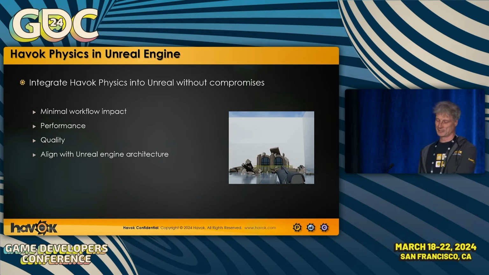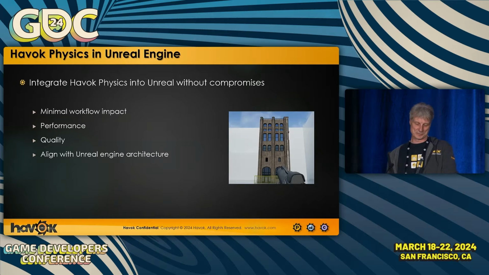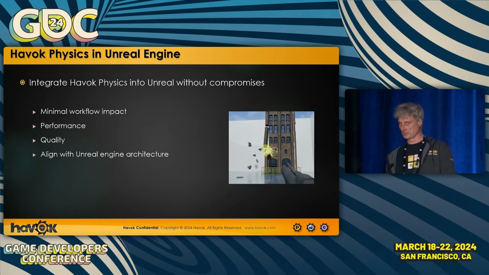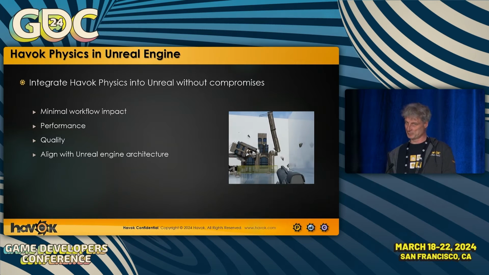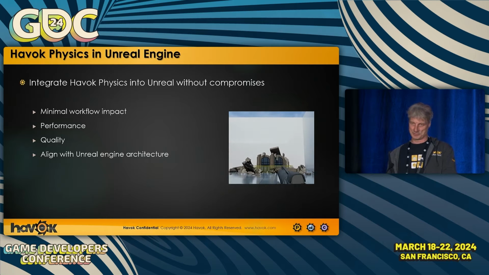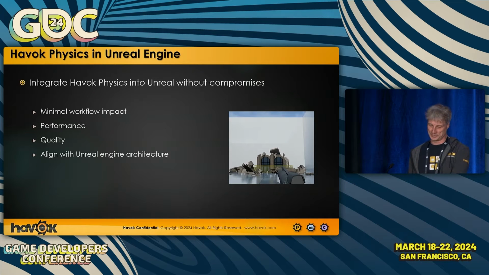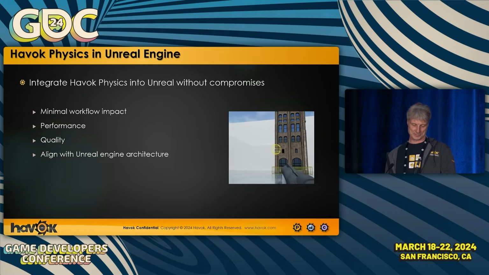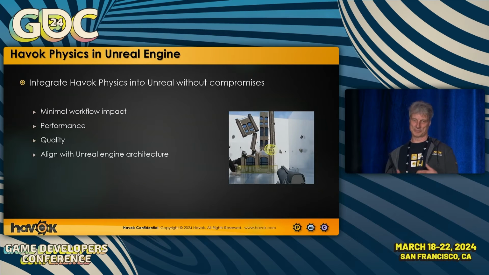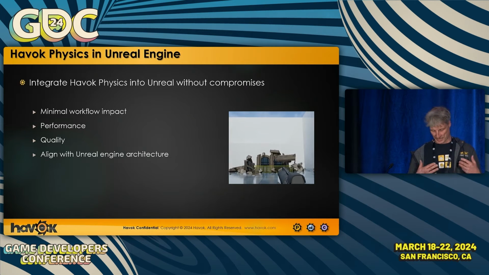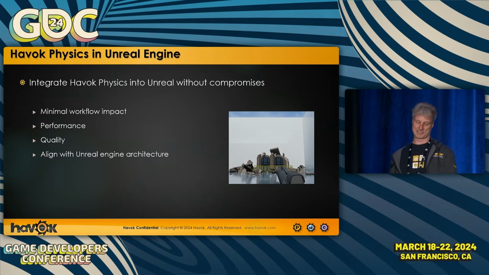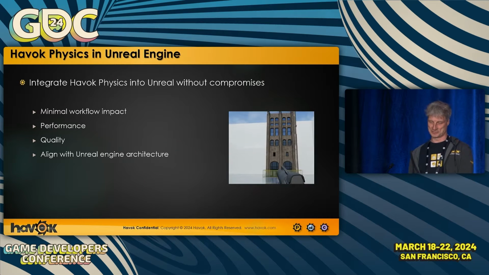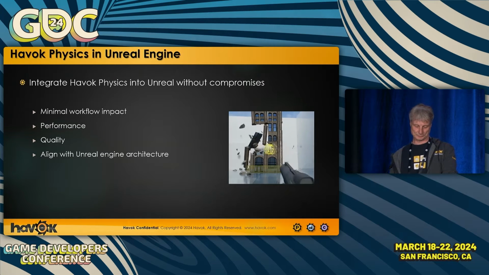What Chaos Physics already gives us is a workflow and editor in an environment, and we want to keep that. And of course, we want to keep the performance and the quality of our Havok Physics engine, and we also want to make sure that we align with the Unreal architecture. I'm coming to that later, so there are some interesting details which we need to look after.